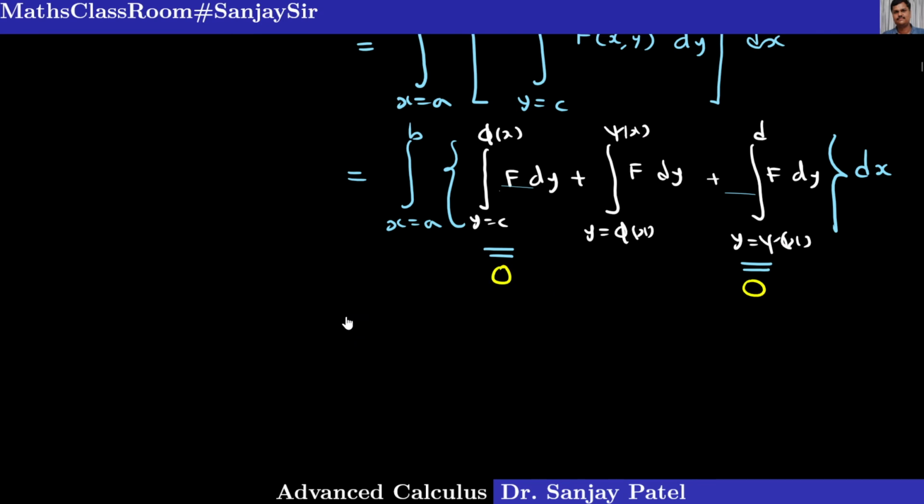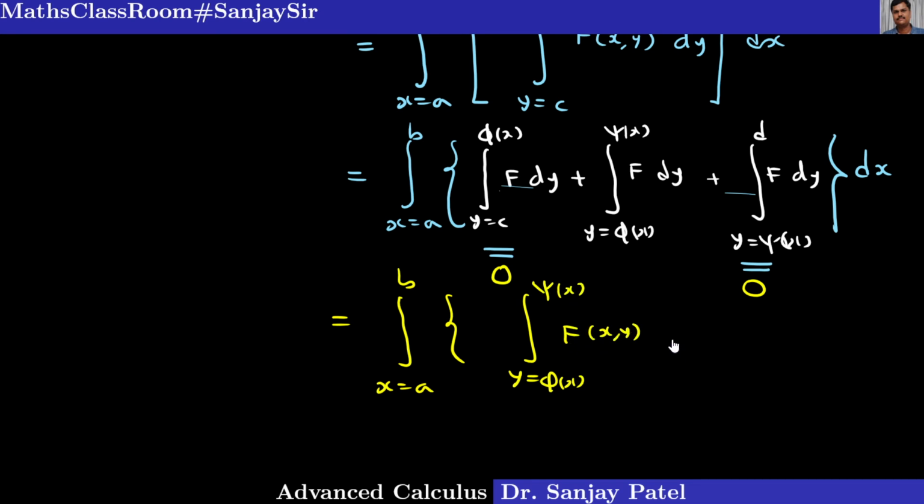So I can write this as integral x is equal to a to b, y is equal to phi of x to psi of x, capital F of x comma y dy, and this is dx. But what is the function capital F between y equal to phi of x to psi of x?